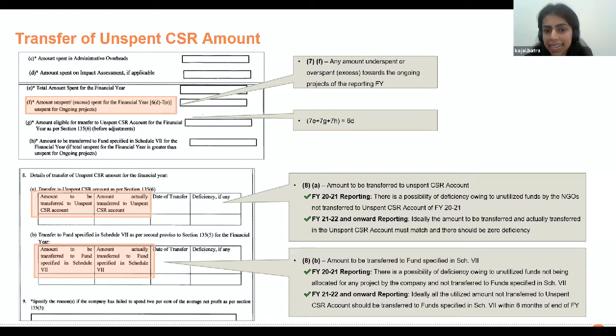So point 8, that's the two tables that have been listed on the screen, are asking for information on the amounts that were actually transferred to the bank account or the Schedule 7 fund, and if there has been any deficiency in making these required transfers due to multiple reasons such as missed timelines, ambiguity in rules, and so on.